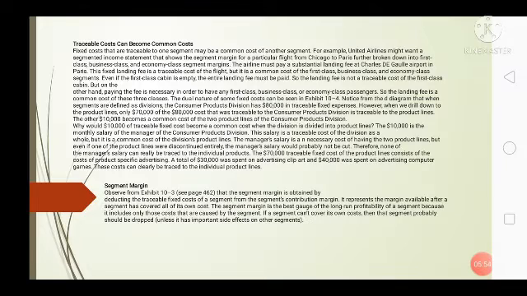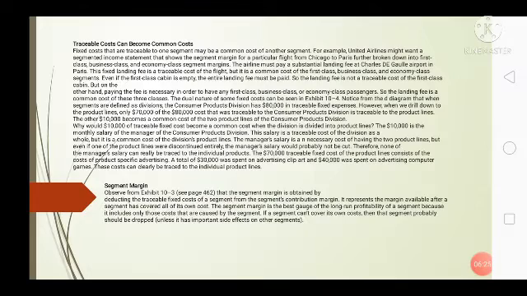The 70,000 US dollars of traceable fixed cost of the product lines consists of the cost of product-specific advertising. A total of 30,000 US dollars was spent on advertising clip art, and the other 40,000 US dollars was spent on advertising computer games. These costs can clearly be traced to the individual product lines.